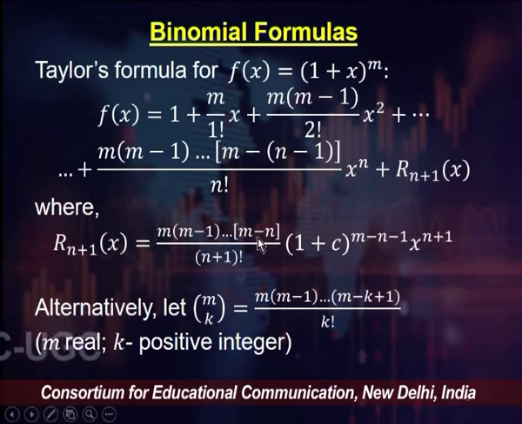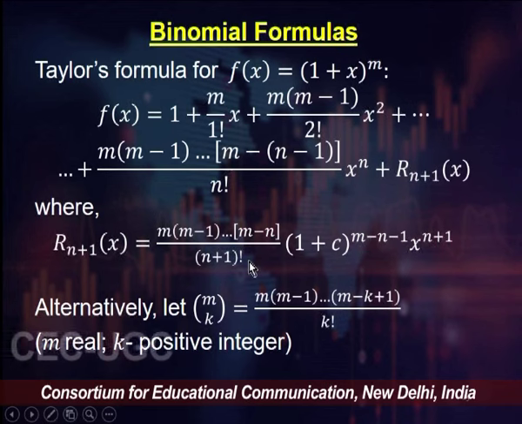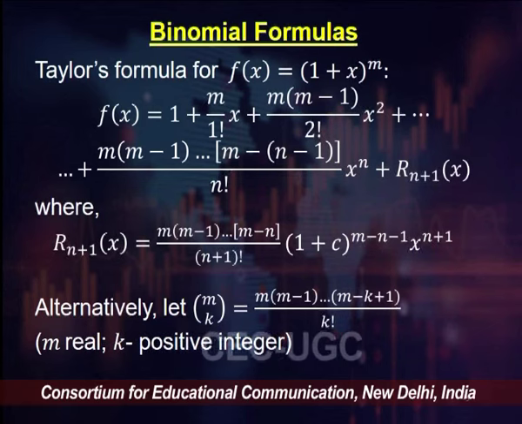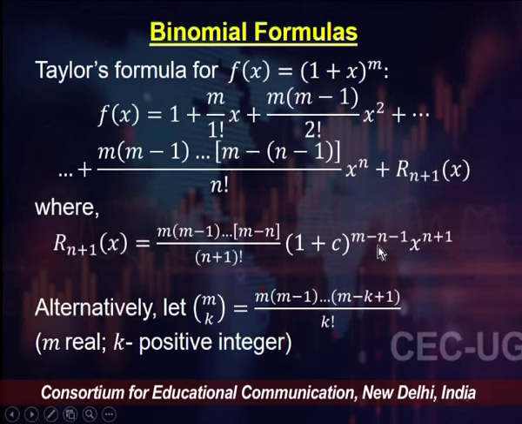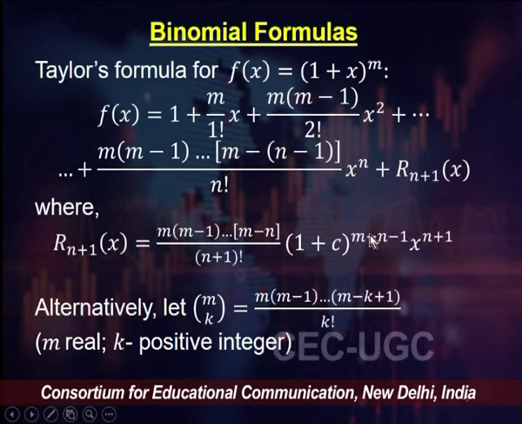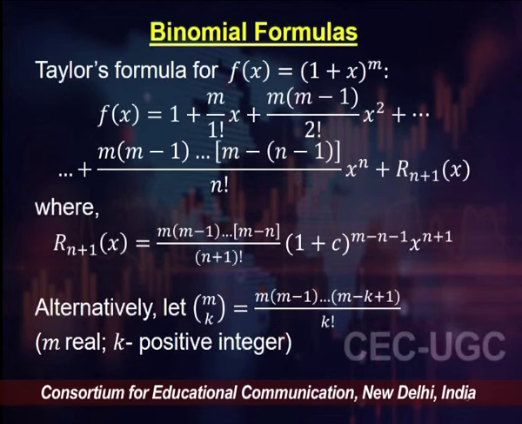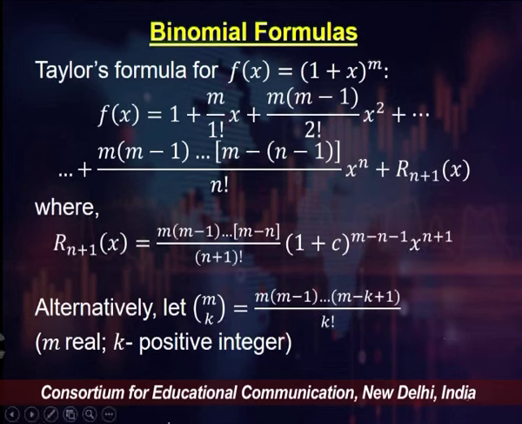Now we will go up till m minus n, because we're taking the n plus 1 derivative. So when we are taking the derivative at c, we'll have the factors m times m minus 1 going up till m minus n. In the remainder, we already had n plus 1 factorial in the denominator, and then we have 1 plus c to the power m minus n minus 1, right, because it's the n plus 1th derivative. So we subtract n plus 1 from m, which is m minus n minus 1 times x to the power n plus 1. So it'll be nice if you just write these steps down on a piece of paper and go through these steps yourself, because then you get a better understanding of the expressions.